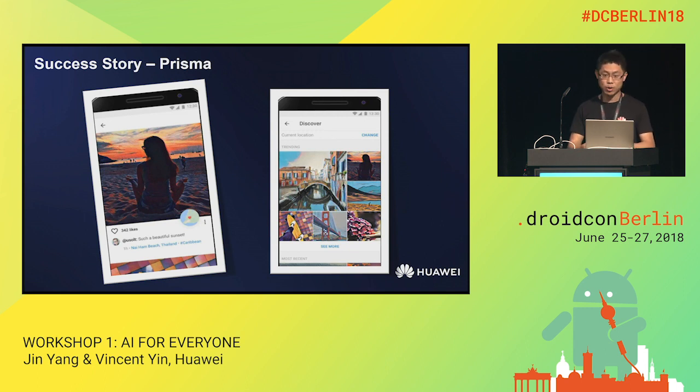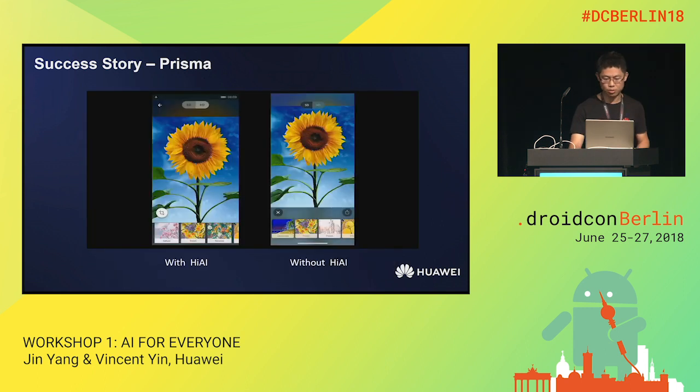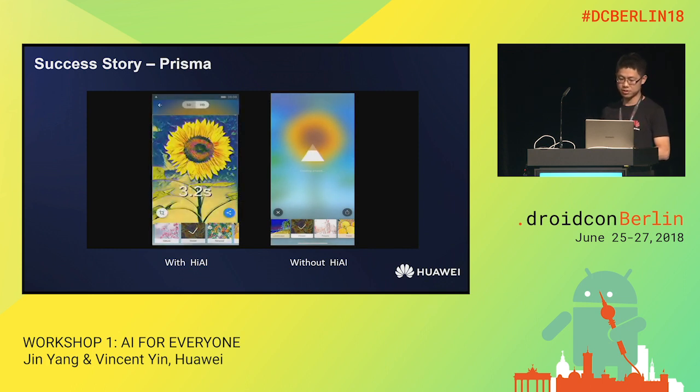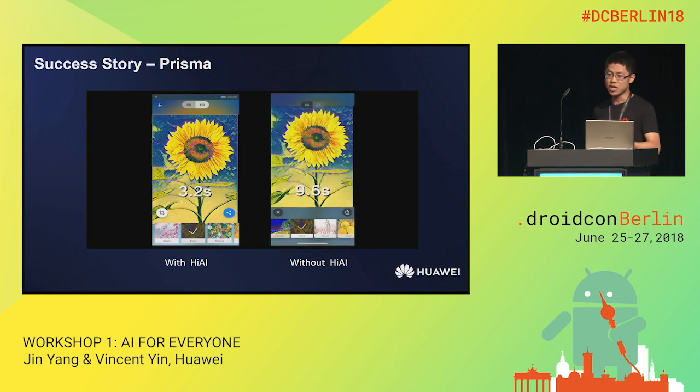With HiAI enabled, let's have a look at the video. The image transforming speed is 3 times faster than the iPhone X cloud version. See, that's the real time that HiAI brings to Prisma. Actually, the target can be less than 1 second.